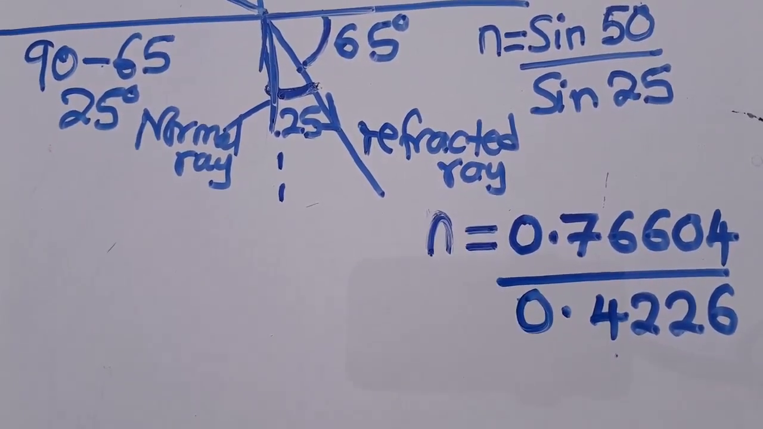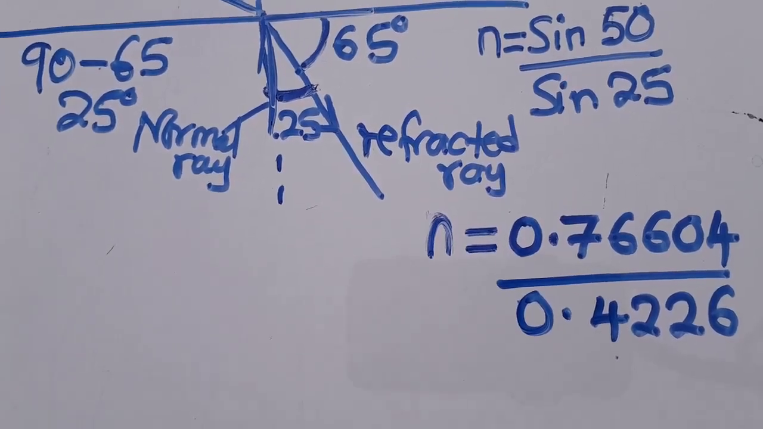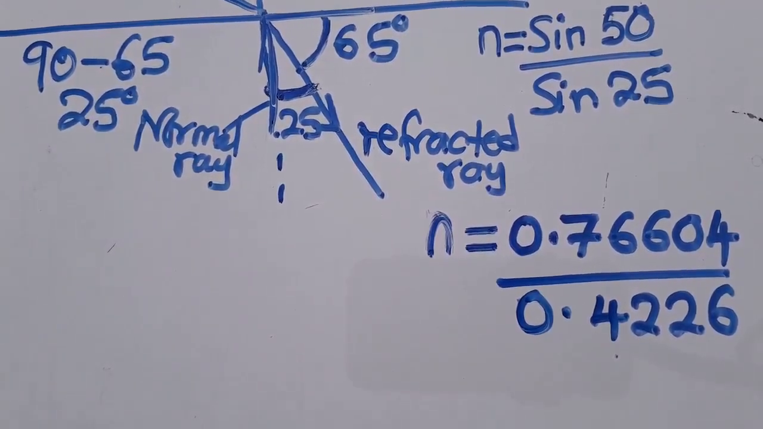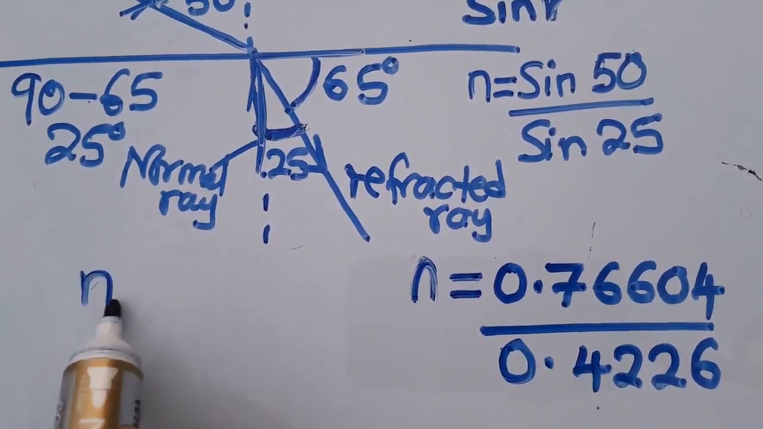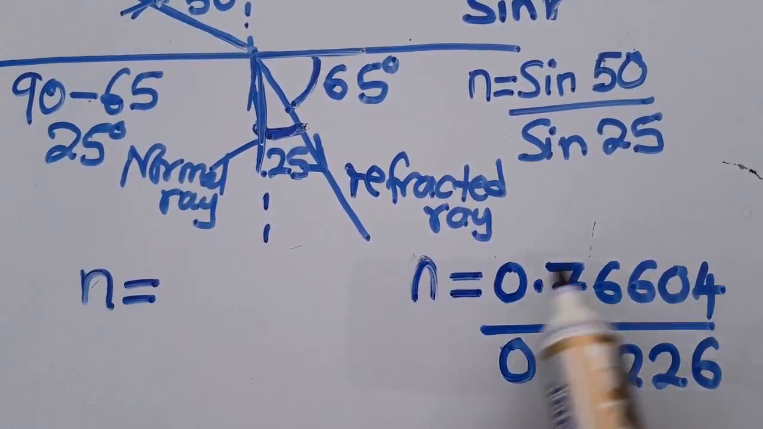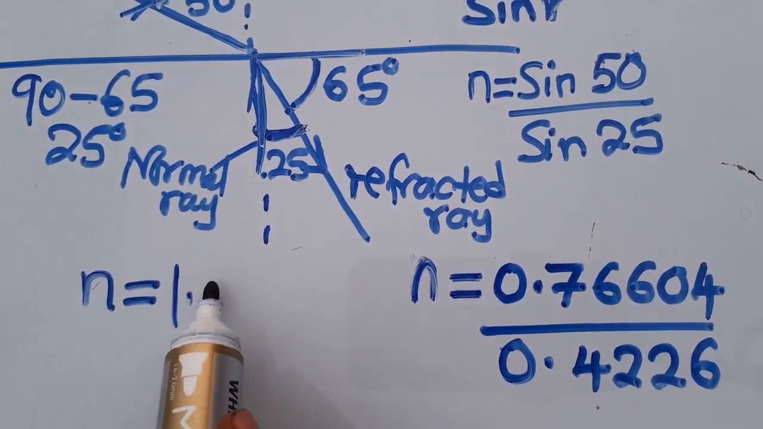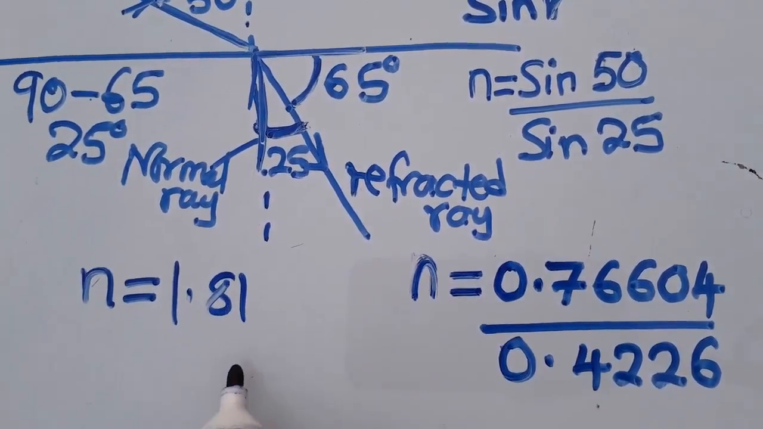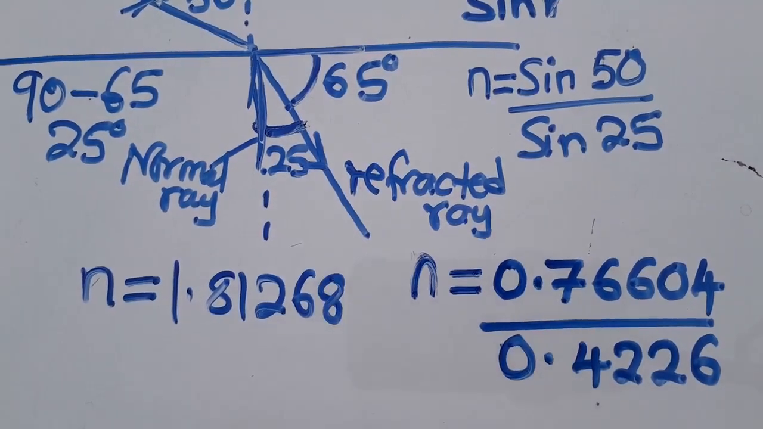The same way I'm answering, this is the same way you also need to answer. Don't try to put in other things. By the end of the day, you discover that that's the reason why we make mistakes. So make sure you follow the same way I'm answering this. Then therefore you say your answer is equal to. When you divide here, what answer are you getting? You're getting 1.81268. This is the answer you are getting.